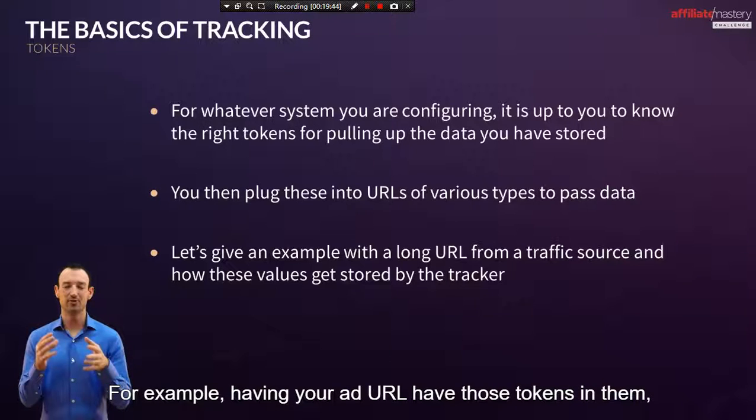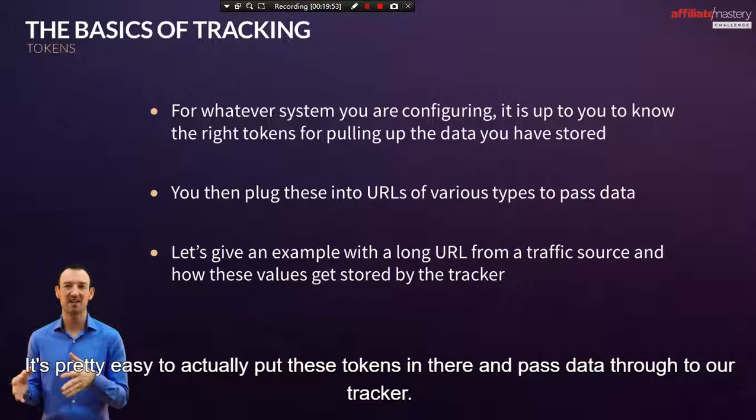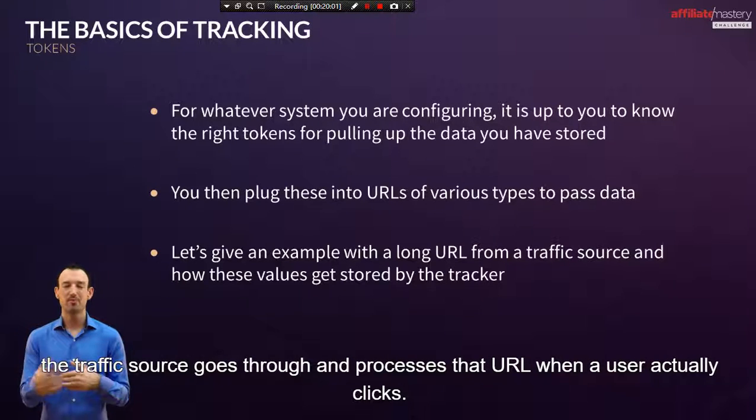However, once you do know these tokens, it's pretty easy to actually pass this data in your URLs. For example, having your ad URL have those tokens in them, like this equals that, and this equals something else, and so on. It's pretty easy to put these tokens in there and pass data through to our tracker. To give you a live example, if you had some traffic source and you used tokens like this, the traffic source goes through and processes that URL when a user actually clicks.